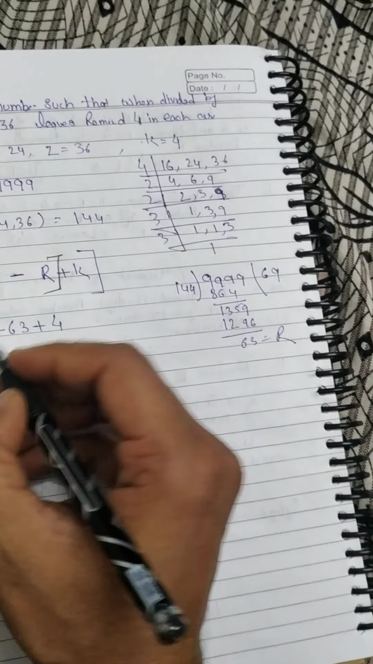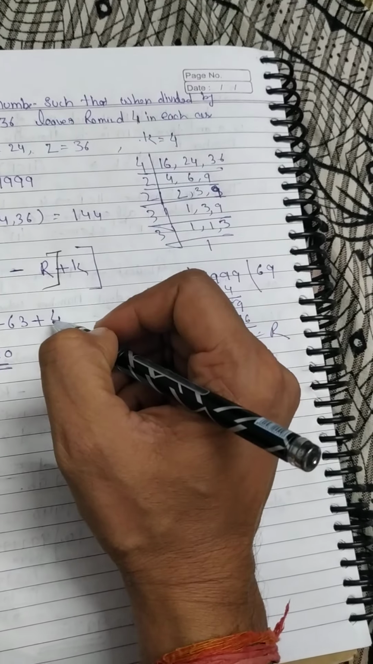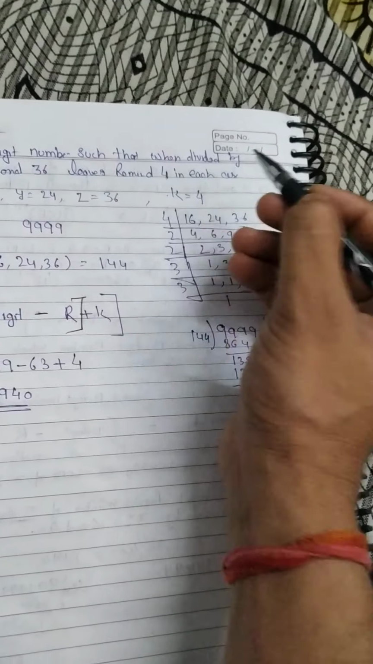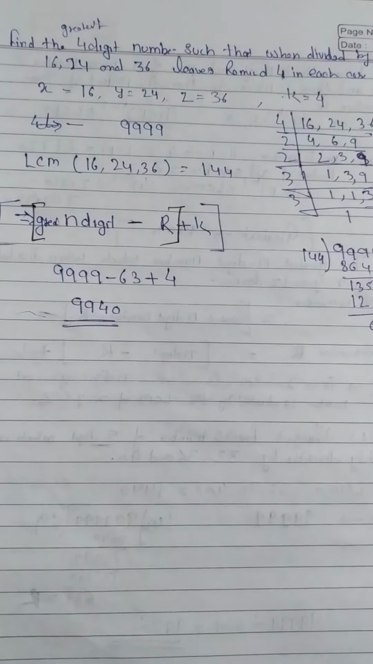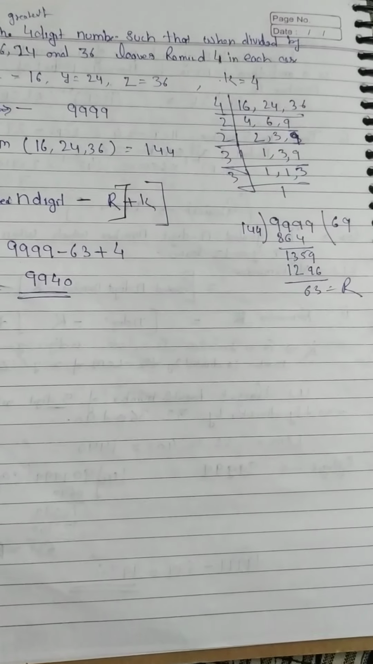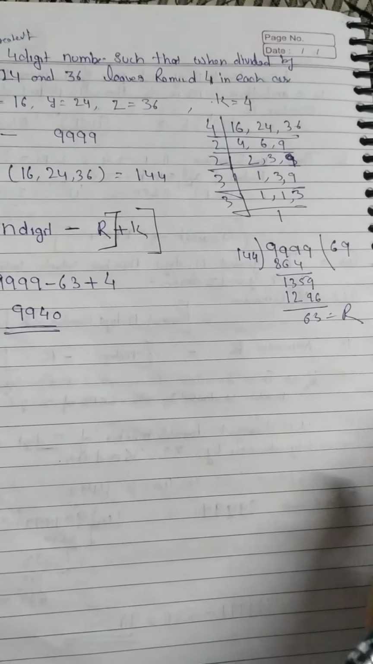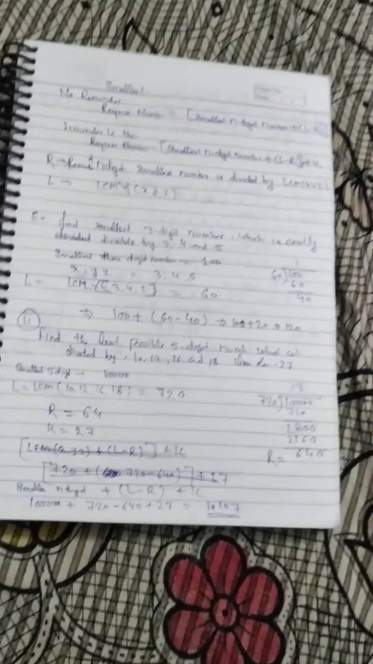Just subtract 69 from the maximum number and add k. k is 4 because that is the given remainder. So 9940 is the answer. Just do practice, then you will understand what they are asking. There are different types of questions they are asking. When you understand, then you will solve very easily. Okay, now go for the smallest.